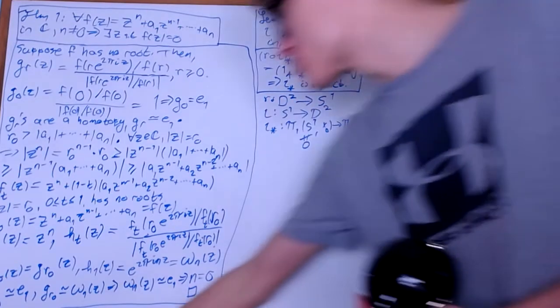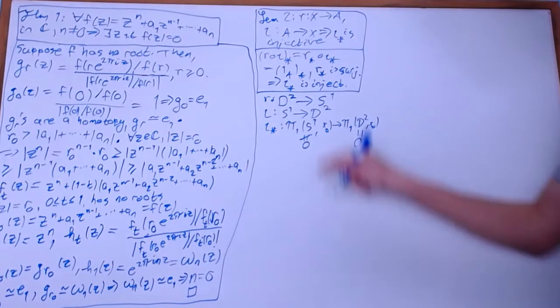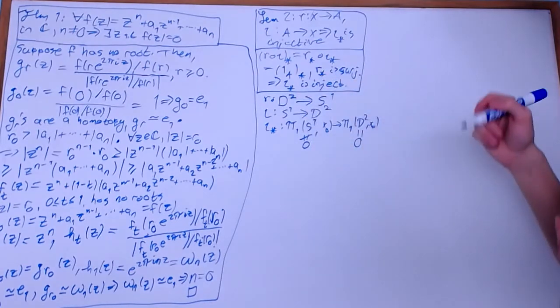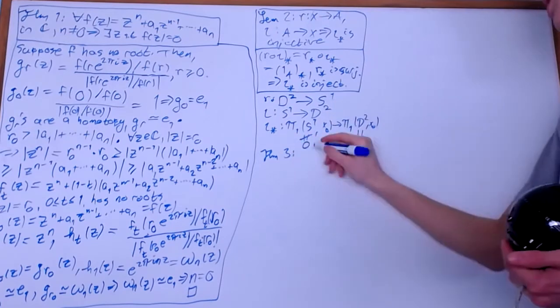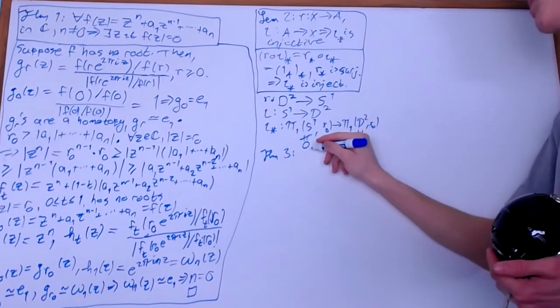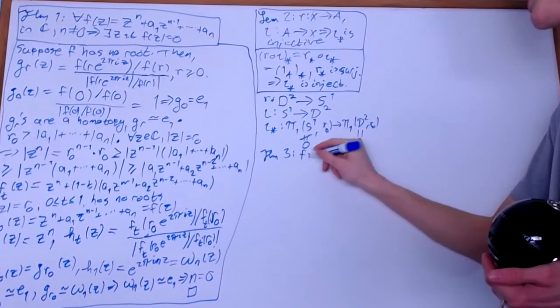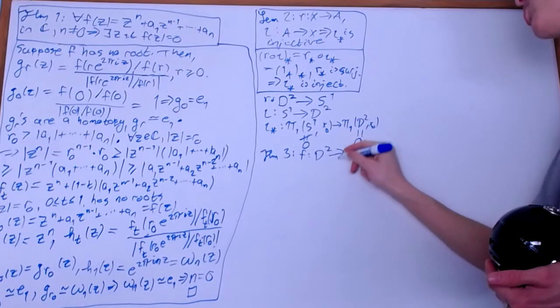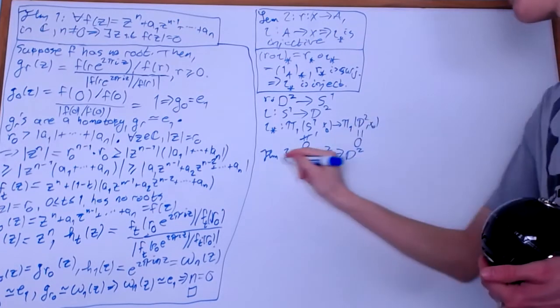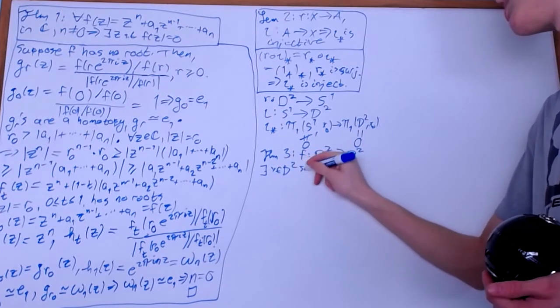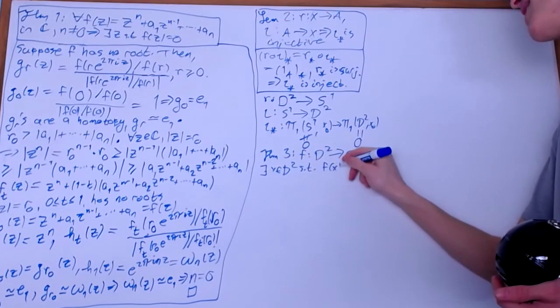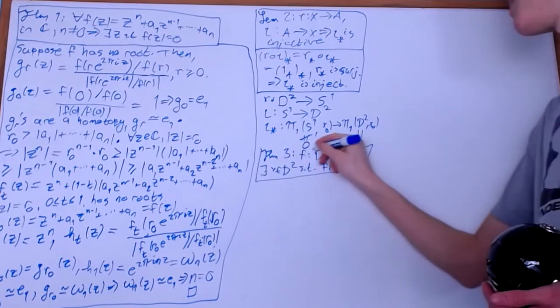And so now that we've proven that there can be no retraction from the disk onto the circle, let's go ahead and prove Brouwer's fixed point theorem. What Brouwer's fixed point theorem says is that if you have a continuous map that takes you from the 2-disk into the 2-disk, we have it that there exists a fixed point. So there exists an x in D2 such that f of x is equal to x. Why must this be true?